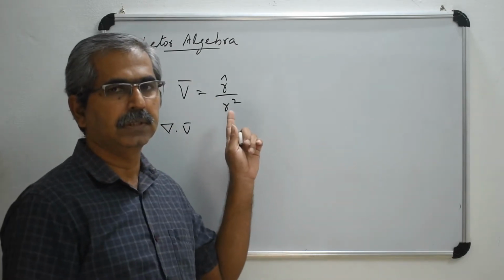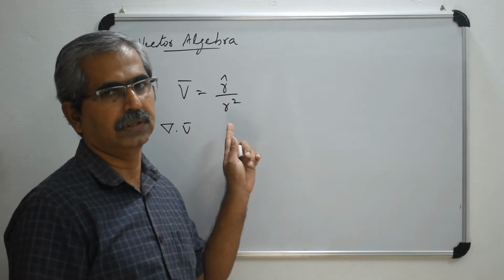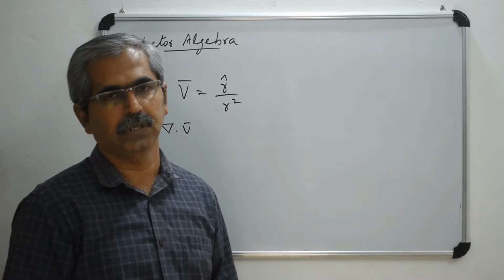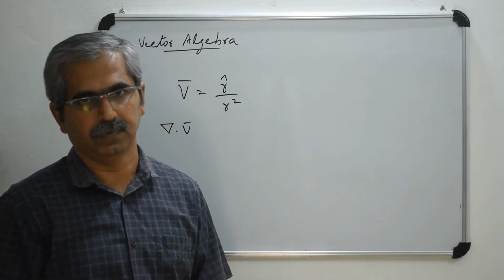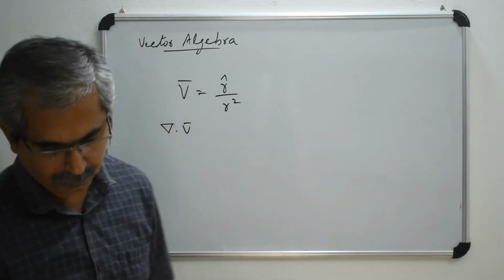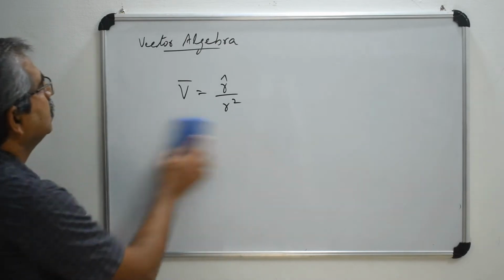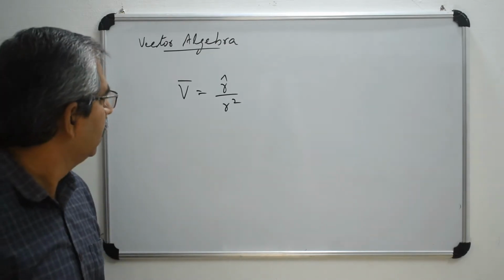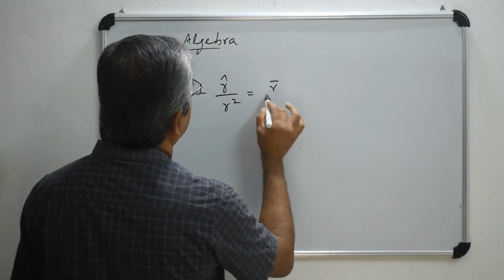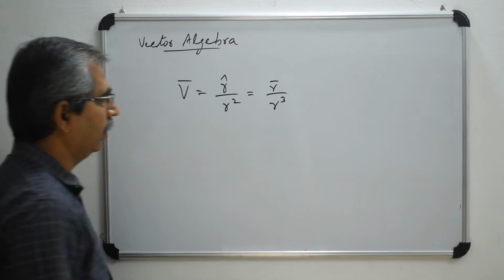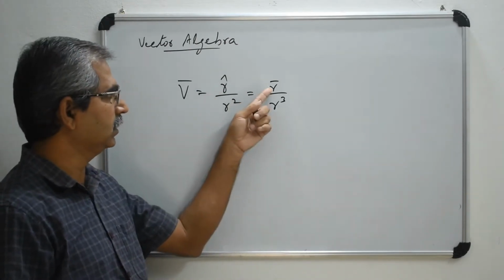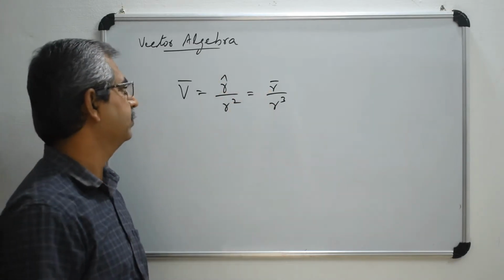See, we have already seen this particular function, isn't it? And we have calculated the divergence in spherical polar coordinates when we discussed the Dirac delta function. So we have to do the same thing in Cartesian coordinates. So this v, r cap by r square, can be written as r bar divided by r cube, where this denominator is the modulus. This is the unit vector r cap and this is the vector r, the position vector r.